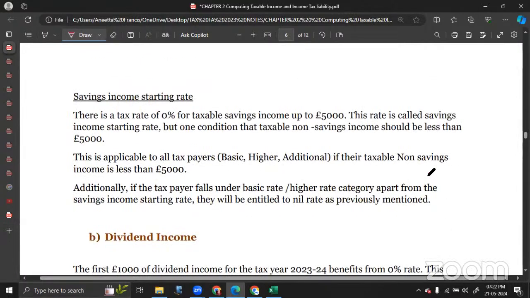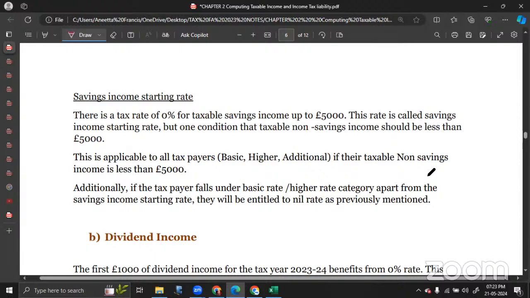Second one is the savings income starting rate. What is the condition for the savings income starting rate? This is a hidden adjustment in your examination. So make sure you're very, very thorough with that. If your taxable non-savings income is less than 5,000, then you get an additional savings income starting rate, which is the amount of 5,000 minus non-savings income.